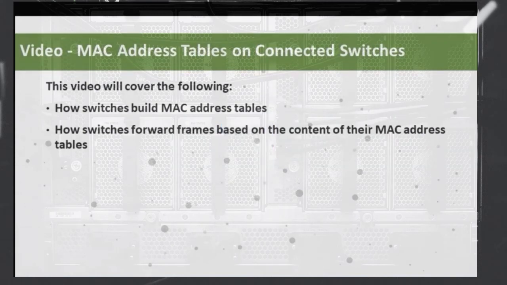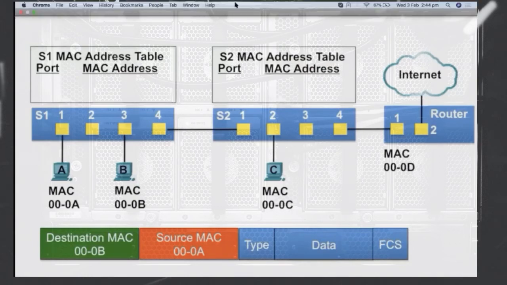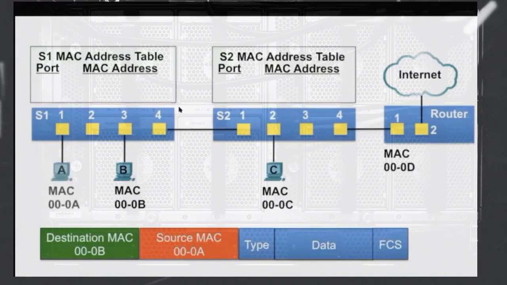In this video, PCA is going to send an Ethernet frame to PCB, and PCB is going to send an Ethernet frame to PCA. We're going to examine how switches S1 and S2 build their MAC address tables, and also how they forward frames based on the information in those MAC address tables. PCA has an Ethernet frame to send to PCB. The source MAC address of the frame is 000A, and the destination MAC address is 000B. The Ethernet frame is sent to switch S1.